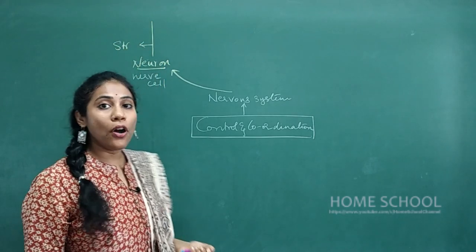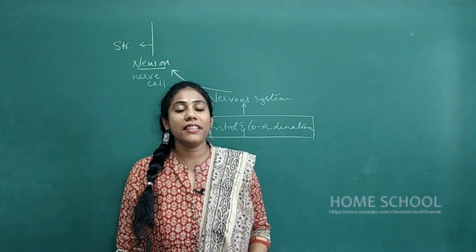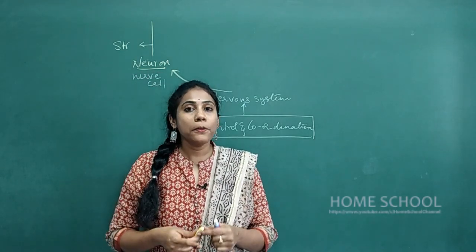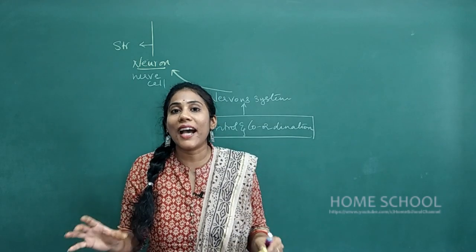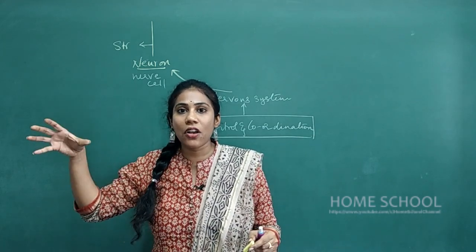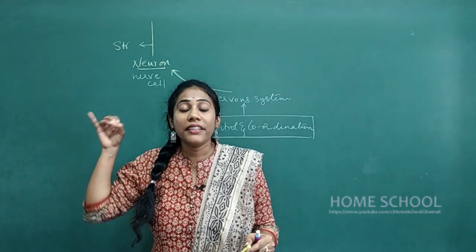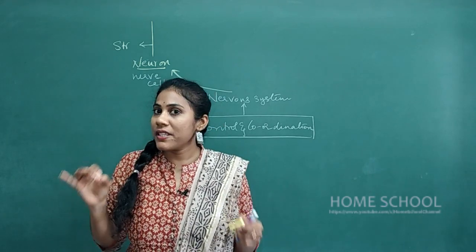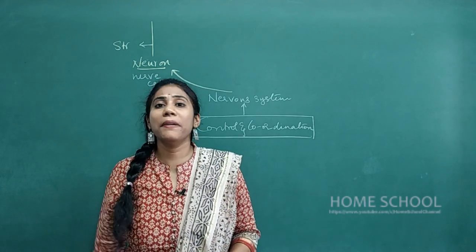The diagram of neuron can be asked in the examination. So you must clearly know how to draw the diagram of neuron. It will have a cell body, axon, dendrites, nerve ending, all the parts you must be able to label perfectly.